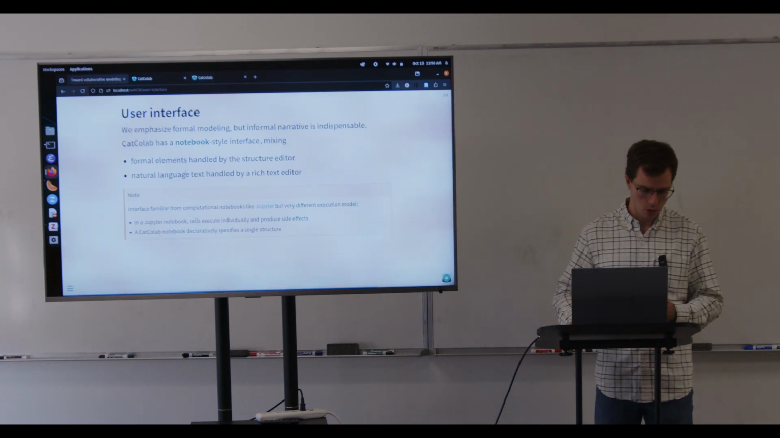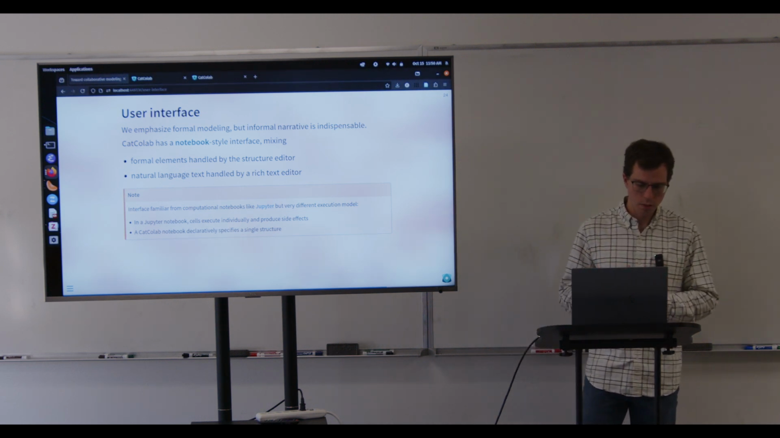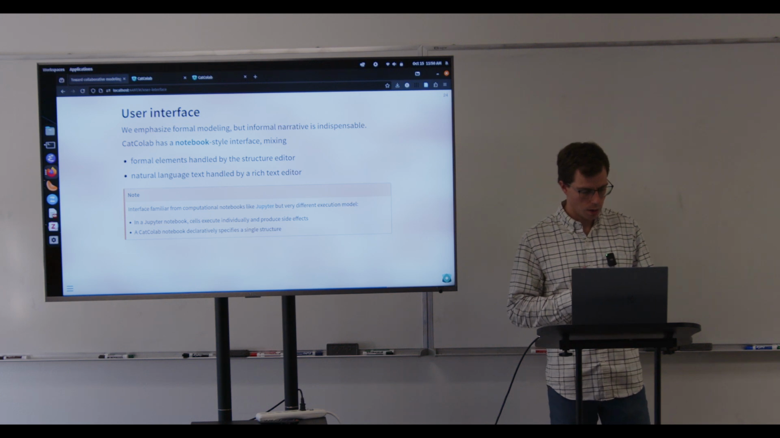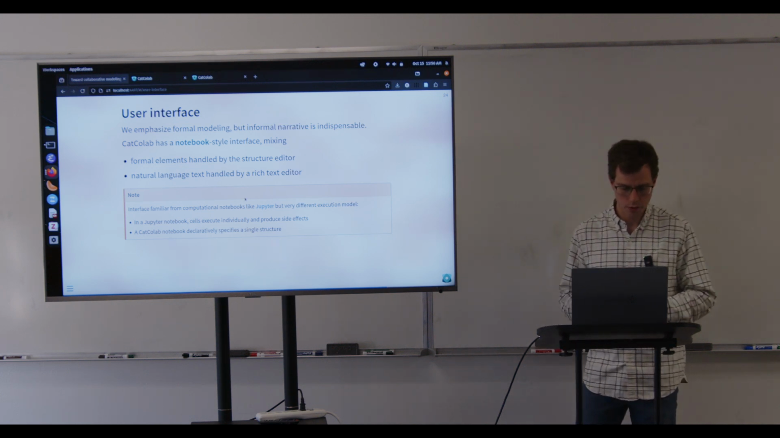Again, you've probably seen tools like this. One thing to note, though, is that although the interface probably looks familiar from computational notebooks, such as Jupyter, the execution model, so to speak, here is very different.